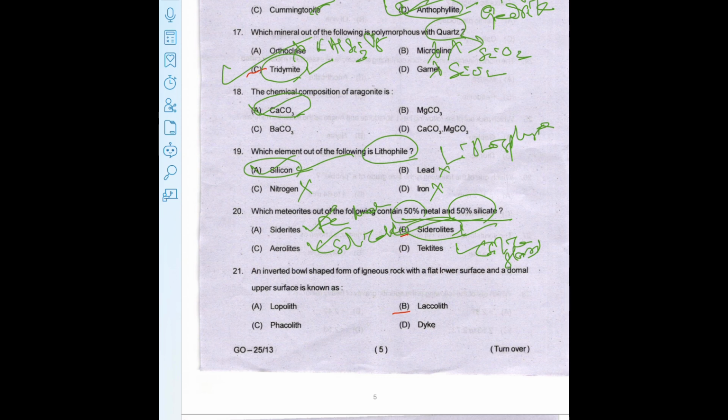The next question is about the inverted bowl-shaped igneous rock with a flat lower surface and a domal upper surface like this. This is an intrusive feature, which is produced by accumulation of magma in this form, convex upward with a flat base. This is called a laccolith. A laccolith is an intrusive feature, mostly represented by acidic magma.